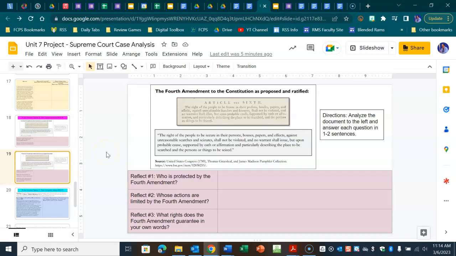On slide 19, reflect question number 1, who is protected by the Fourth Amendment? Reflect number 2, whose actions are limited by the Fourth Amendment? And reflect number 3, what rights does the Fourth Amendment guarantee in your own words? You're going to answer each of these questions in 1 to 2 sentences.